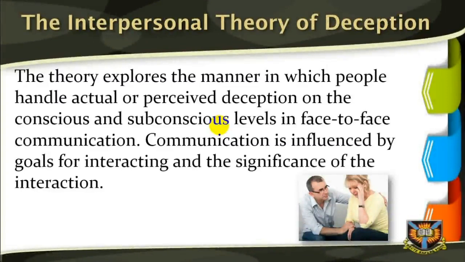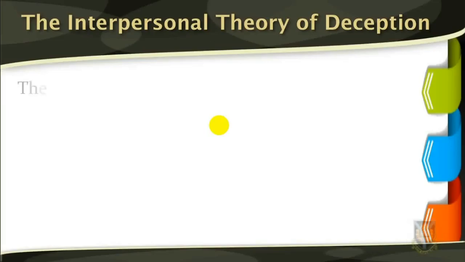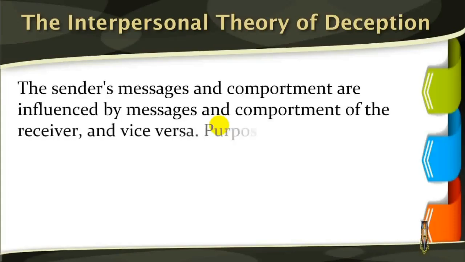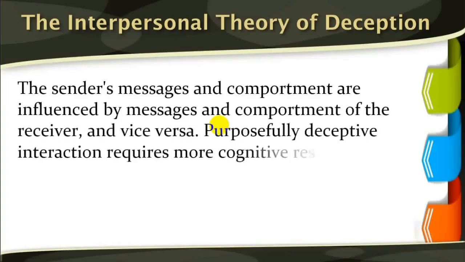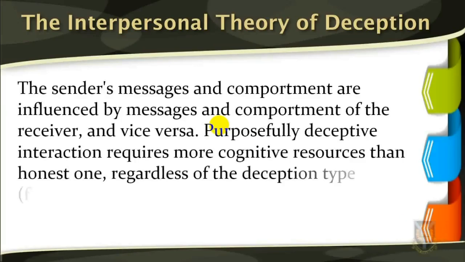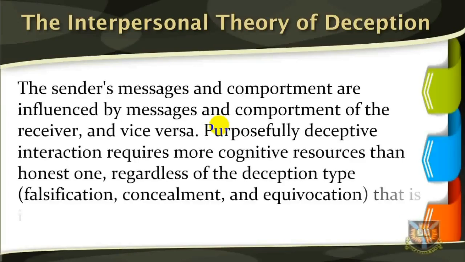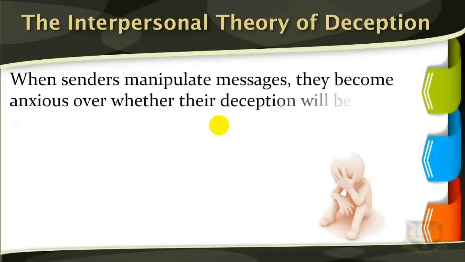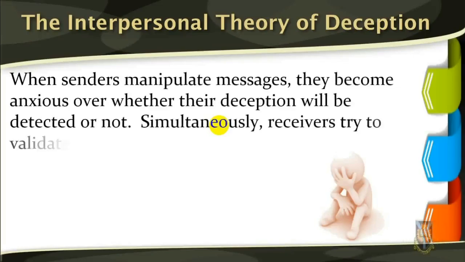Communication is influenced by goals for interacting and the significance of the interaction. The sender's messages and comportments are influenced by messages and comportment of the receiver, and vice versa. Purposefully deceptive interaction requires more cognitive resources than honest one, regardless of the deception type, such as falsification, concealment, and equivocation that is involved. When senders manipulate messages, they become anxious over whether their deception will be detected or not.